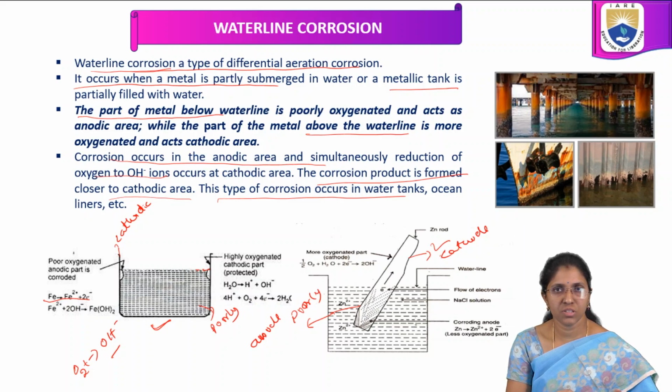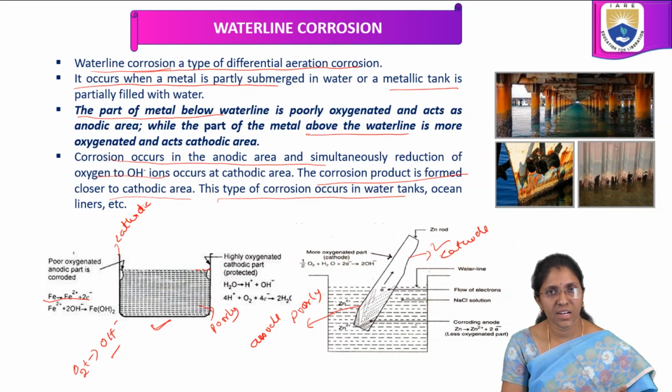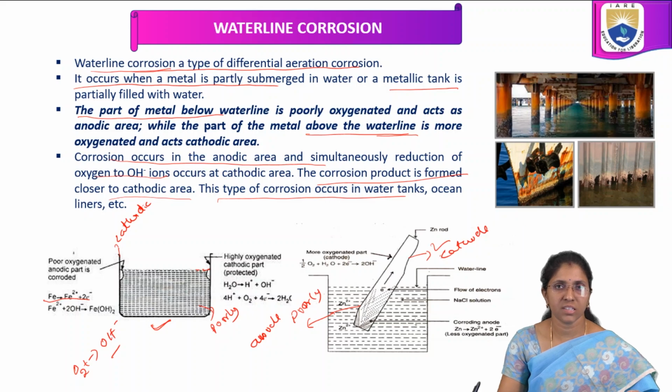This type of waterline corrosion occurs when a metal is partly submerged in water or a metallic tank is partially filled with water. The part of the metal which is poorly oxygenated acts as the anode, which undergoes oxidation and corrosion. The parts which are more oxygenated act as the cathodic area, and they can be protected. So this type of corrosion occurs in water tanks, ocean liners, etc.